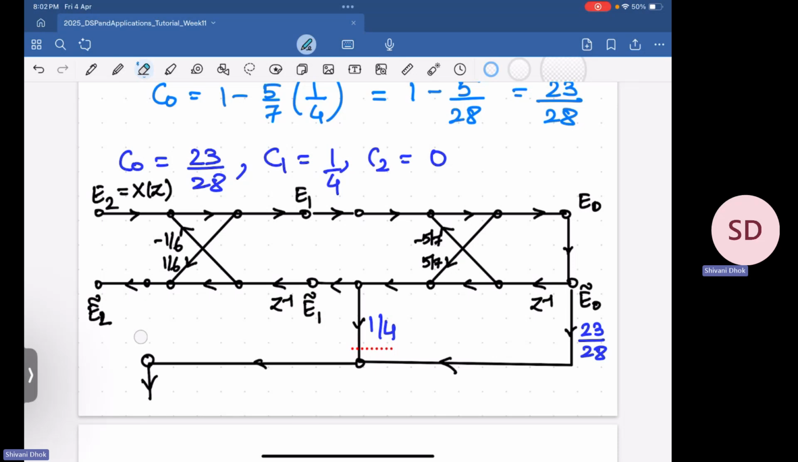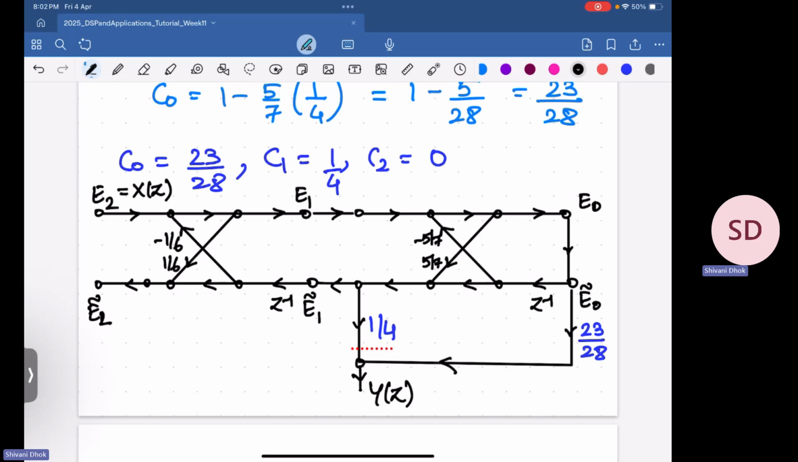So there is no need of this branch here. The output that we will get is directly measured from here, and this is my y of z. So this diagram, whatever I have drawn just now, is the final diagram or final realization of this system using the lattice structure. Is it clear? Any questions till this point?